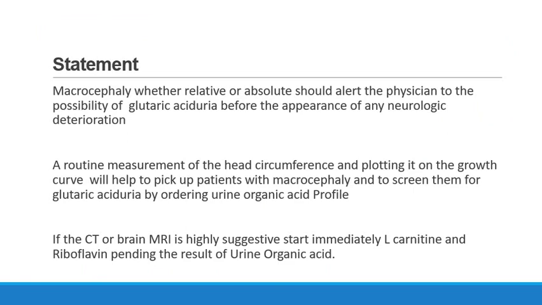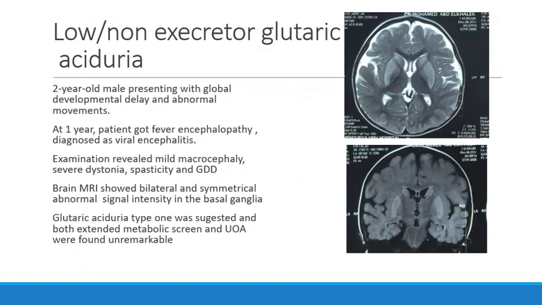in my private clinic, and this was a 2-year-old male presenting with global developmental delay and abnormal movement. At the age of 1 year, the patient got fever and encephalopathy, and again he was diagnosed as viral encephalitis. I think today you will learn that we should be very cautious before the diagnosis of viral encephalitis, especially if the CSF is free and okay. Examination revealed that the patient is macrocephalic. He had severe dystonia, so clinically he was a patient of glutaric aciduria actually, and this is the MRI of the patient.